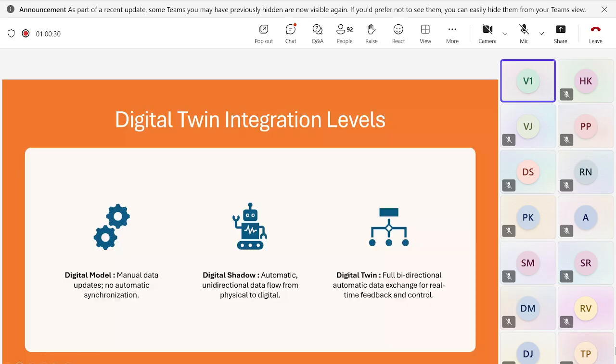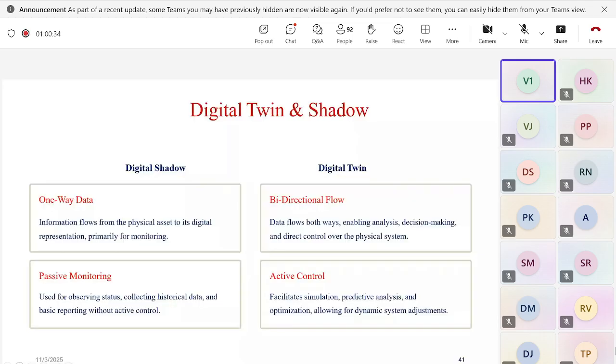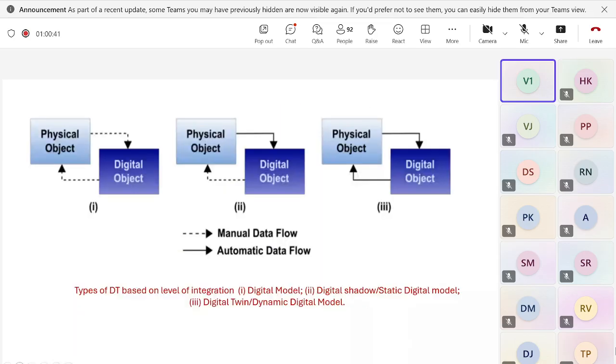To be more specific, in one case the data flow is one-way and in the other it is bidirectional. This one is passive monitoring, and this is active control. This is the differentiation we can see here. The first one, digital model, is not automatic, it is manual. The second is automatic, but it is only single direction, not bidirectional. And the third one has automatic data and is bidirectional. That's how we differentiate all of these.